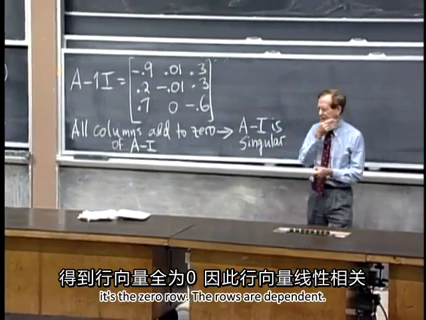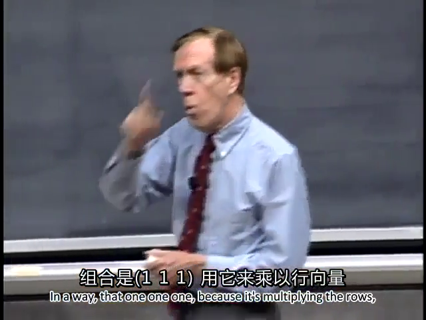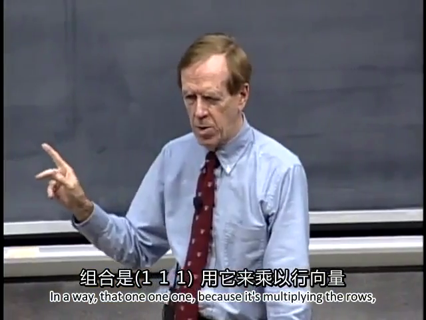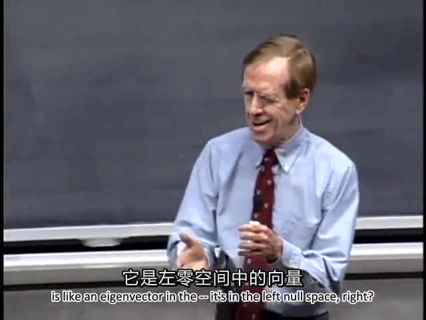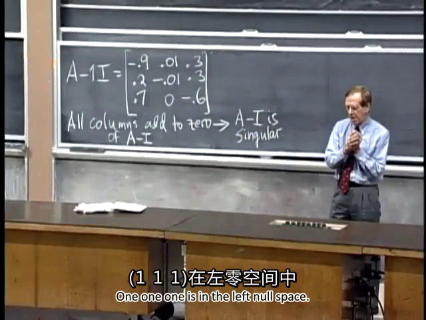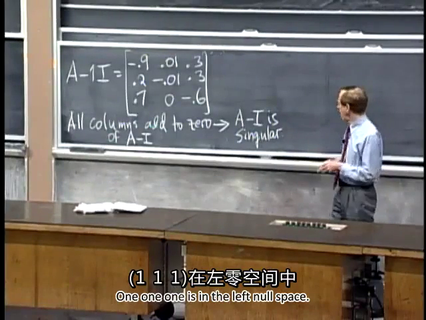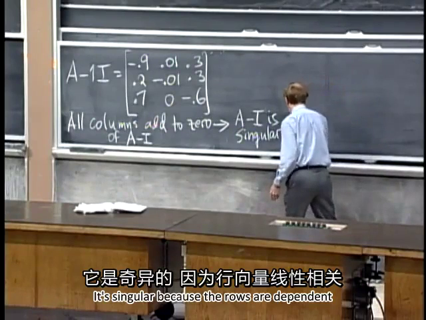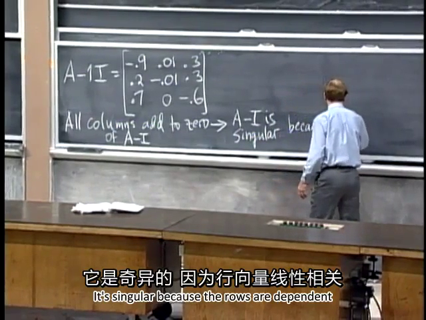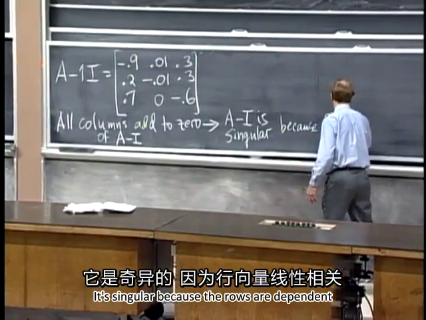The rows are dependent. In a way, that 1, 1, 1, because it's multiplying the rows, is like an eigenvector. It's in the left null space, right? 1, 1, 1 is in the left null space. It's singular because the rows are dependent.